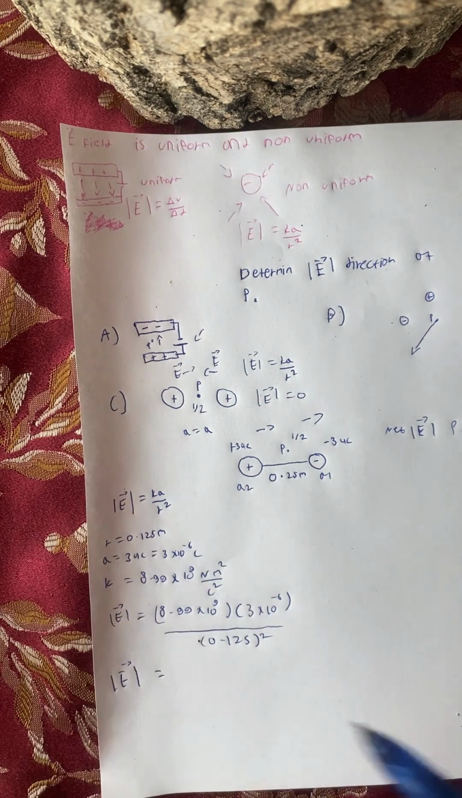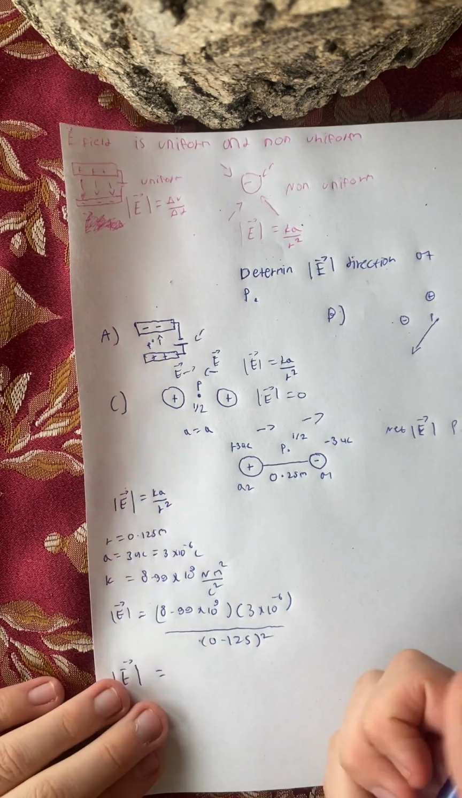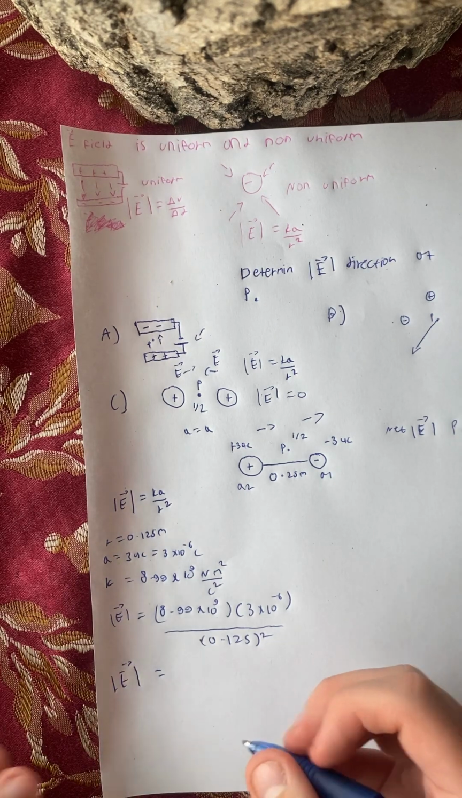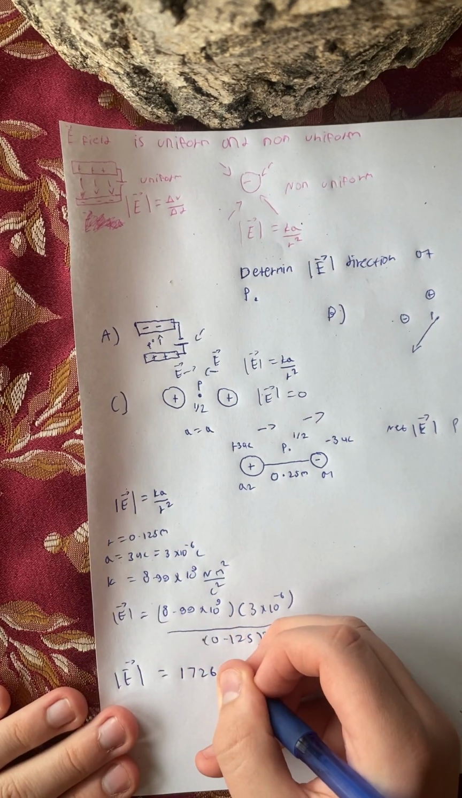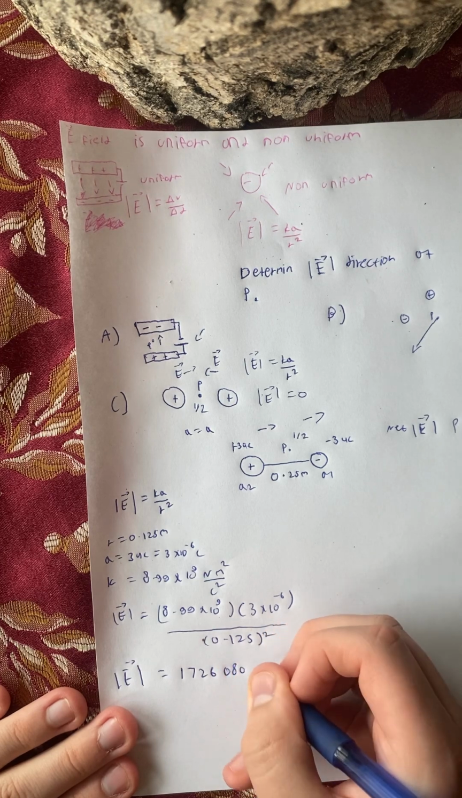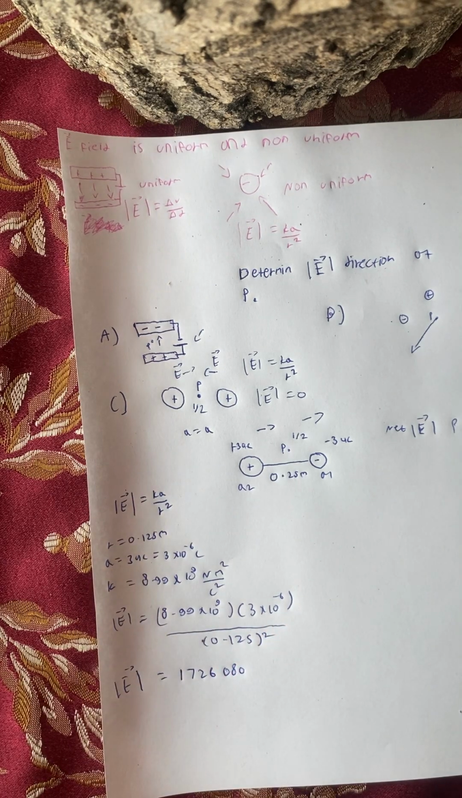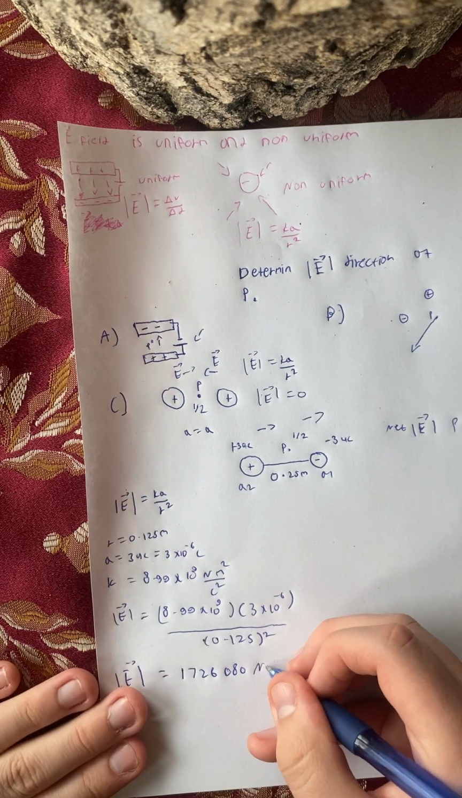So when we plug everything into our formula, we get that our electric field strength is approximately, or actually exactly, 1,726,080 newtons per coulomb.